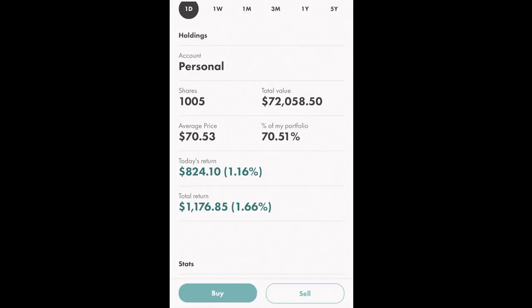It tells me the price that I bought it for. It also tells me how much money I made from it. So it says today's return I made $824.10, and it says the total return, so how much money I made overall just by holding BMO. It says I made $1,176.85. And now let's say I wanted to cash out that profit. All I have to do is click on sell in the bottom. And that's basically all you have to do. It is honestly very simple to buy and sell stocks.